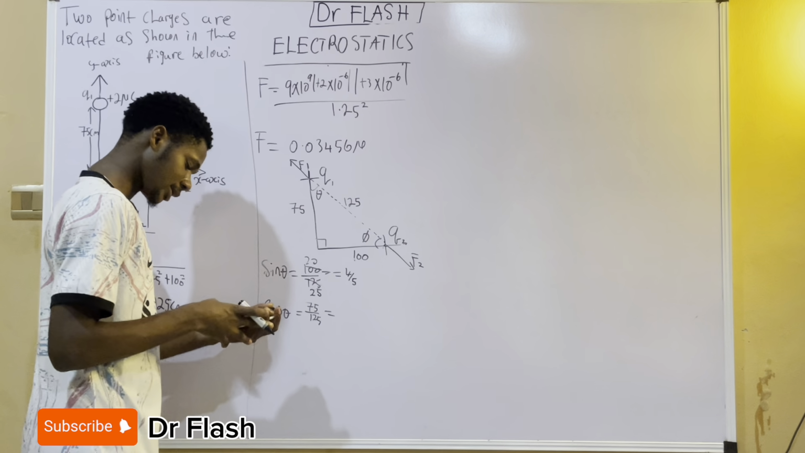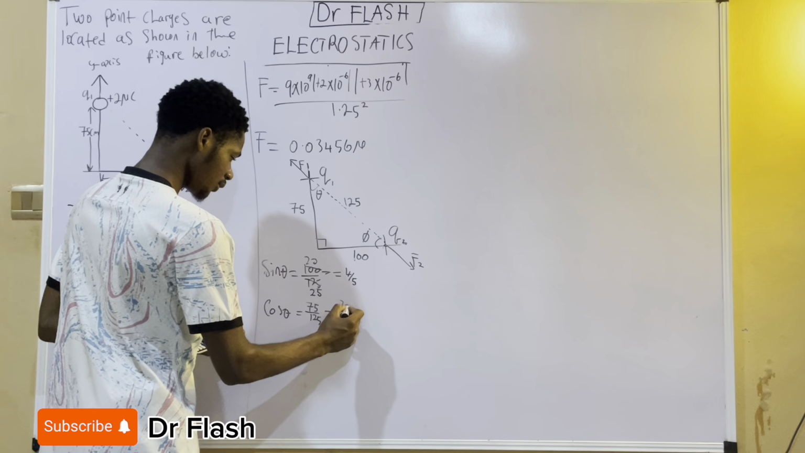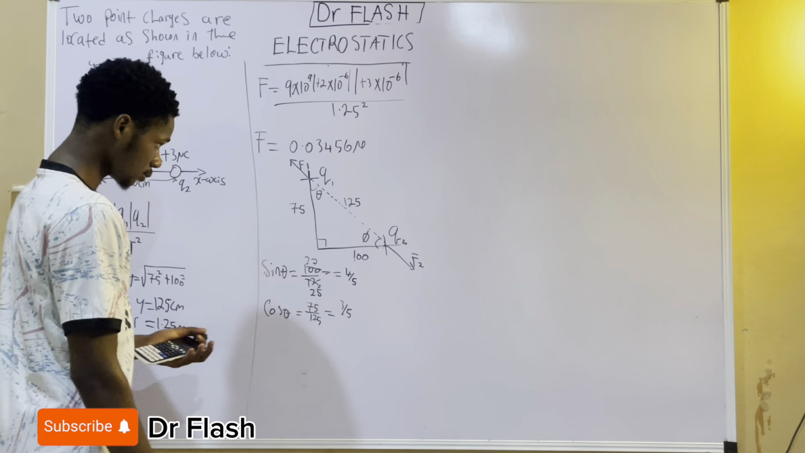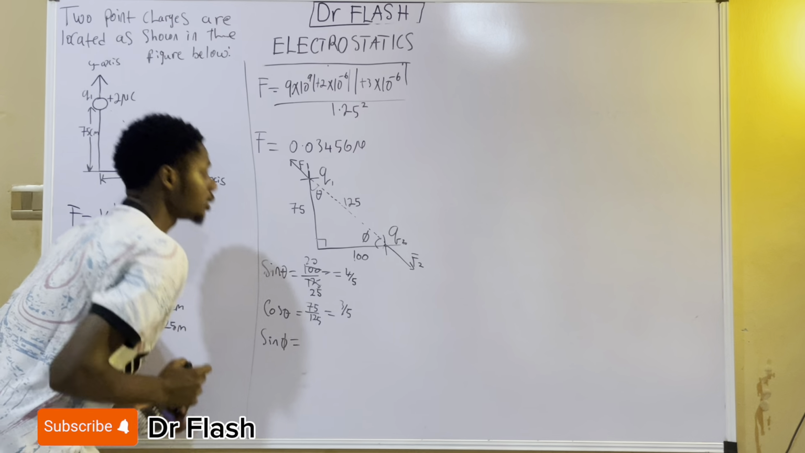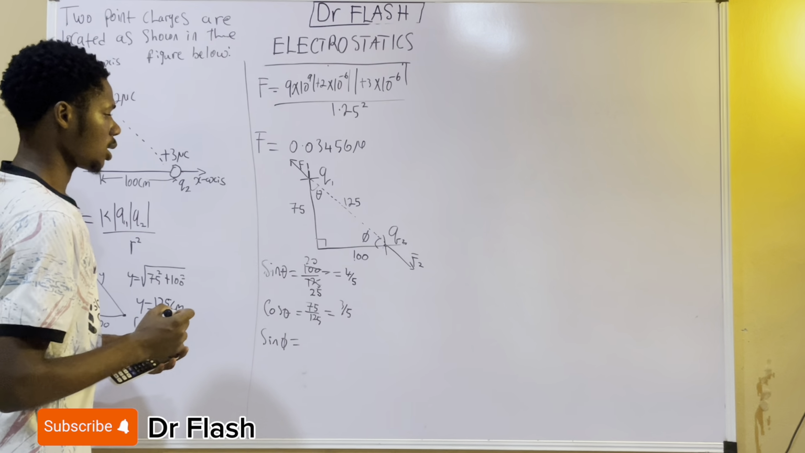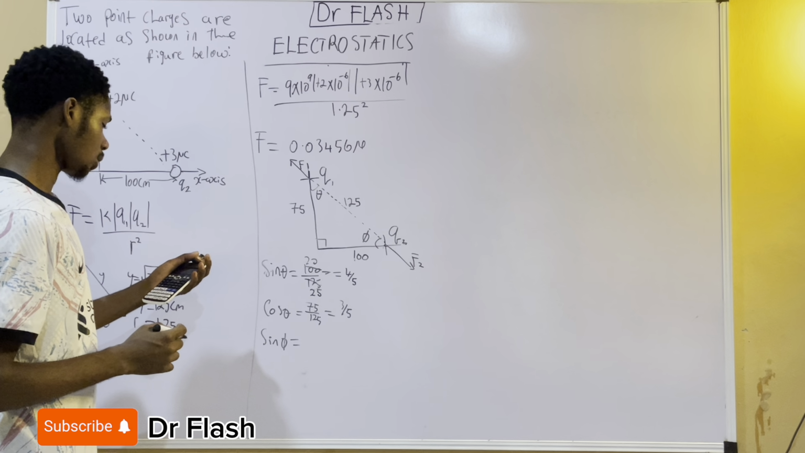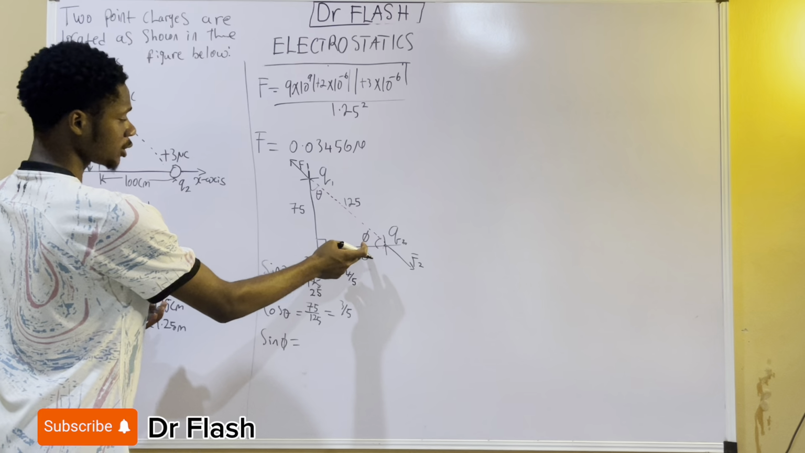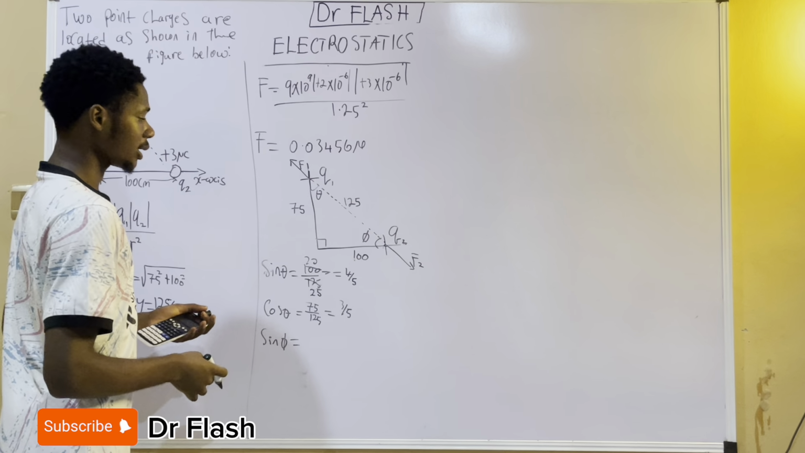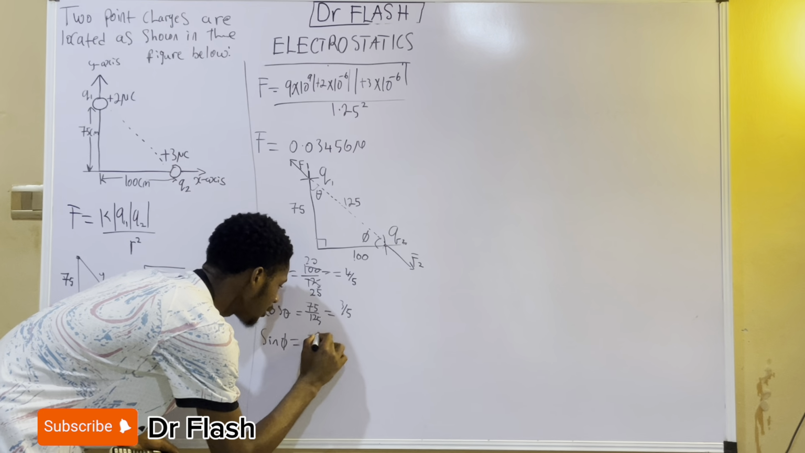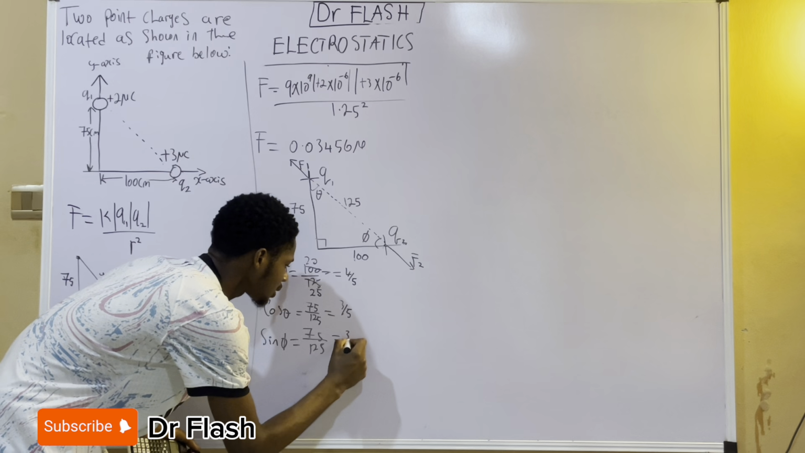Okay, when you do the math, 75 divided by 125, you get a value of 3 over 5. And then how about for phi? Notice that sine phi is opposite over hypotenuse, so that's 75 over 125. You notice it's the same thing as cos theta, so that's 3 over 5 here.